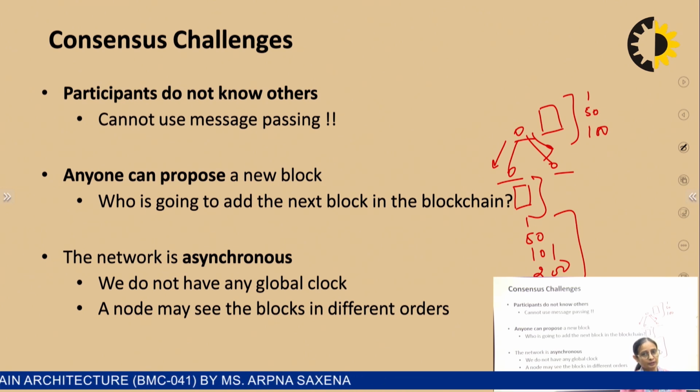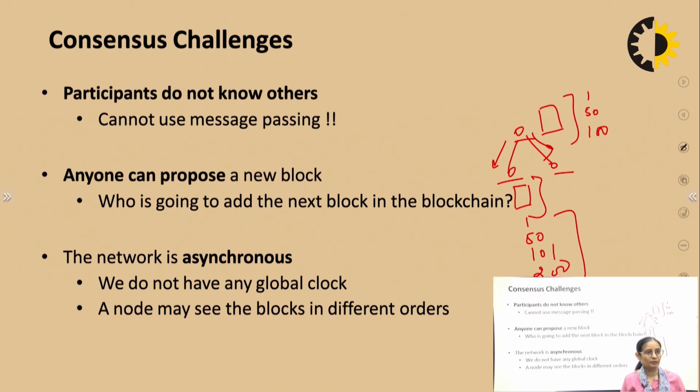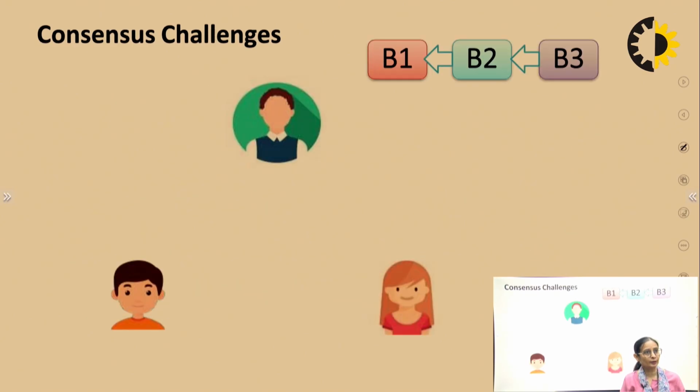Another important thing here is that the network on which this blockchain is being implemented is asynchronous in nature. We do not have any global clock. A node may see the blocks in different orders. Now what does it mean by different orders? Suppose this is a user. Here the blocks are being reflected in B1, then B2 and then B3.